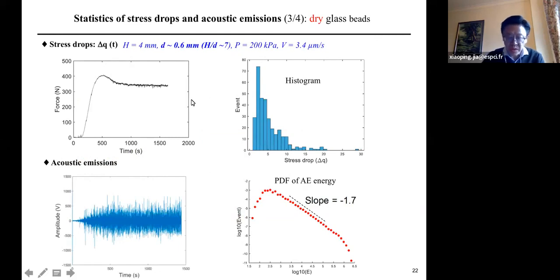Now here I will show something else, which is the mechanical response and also the acoustic emission observed in a dry glass bead. In contrast to the wet glass beads, we observed a much more stable sliding, together with a more classic distribution of the acoustic emission, in other words, the Gutenberg-Richter or earthquake laws here. Yeah, we no longer observe this characteristic quasi-periodic stress drop.